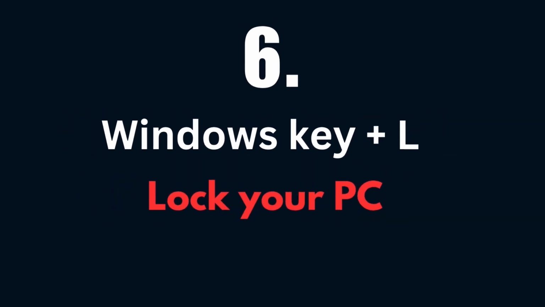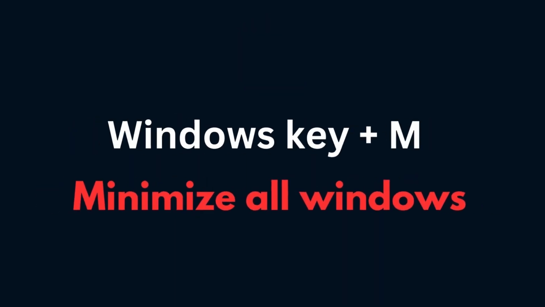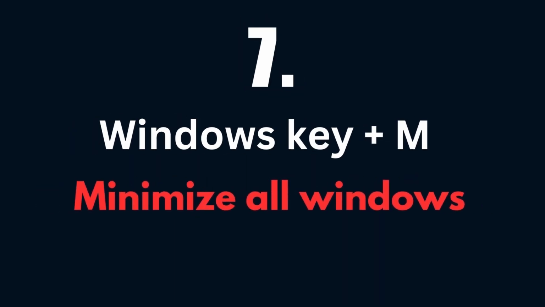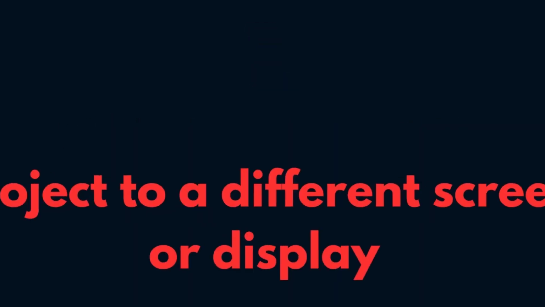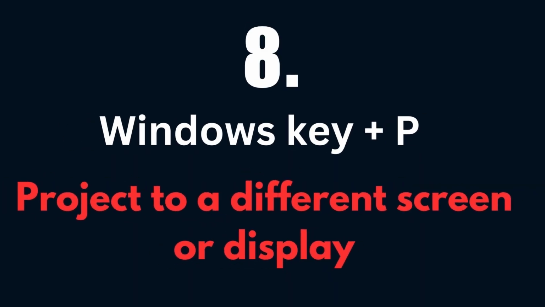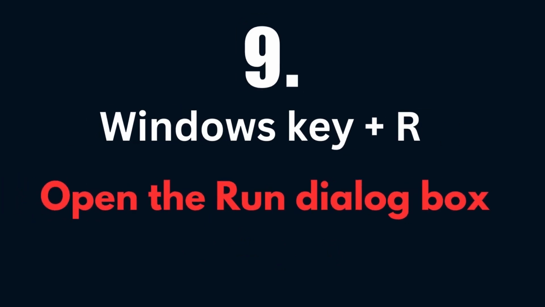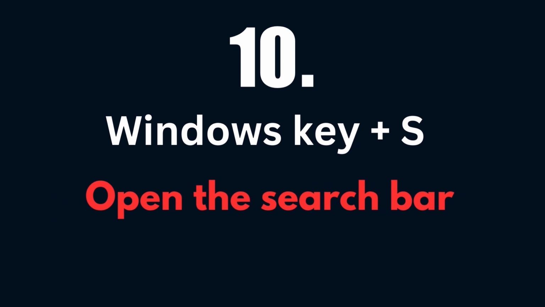Sixth, Windows key plus L: lock your PC. Seventh, Windows key plus M: minimize all windows. Eighth, Windows key plus P: project to a different screen or display. Ninth, Windows key plus R: open the Run dialog box. 10th, Windows key plus S: open the search bar.